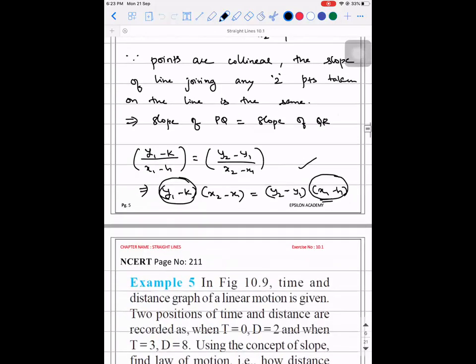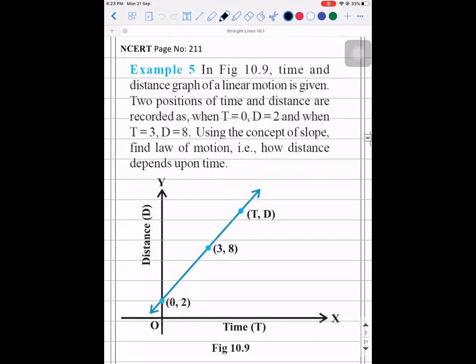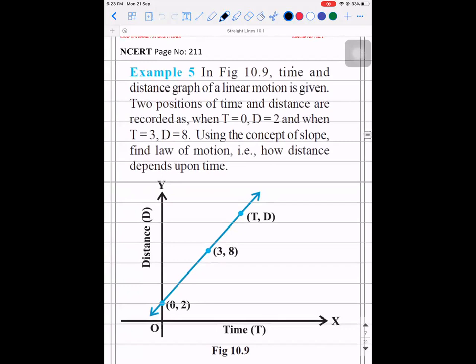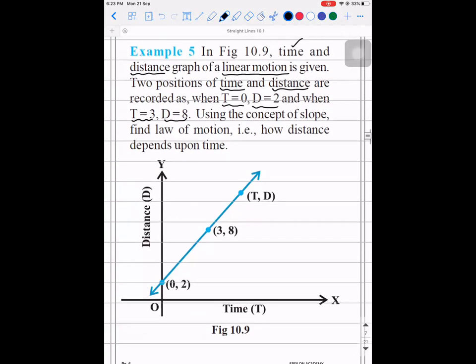Okay. Moving on to the next problem. In figure 10.9, a time and distance graph of linear motion is given. Two positions of time and distance are recorded when t is equal to 0 and d is equal to 2, and when t is equal to 3 and d is equal to 8. Using the concept of slope, find the law of motion, that is how distance depends on time. So what they're asking is, there is a graph which shows the variation of distance with time.